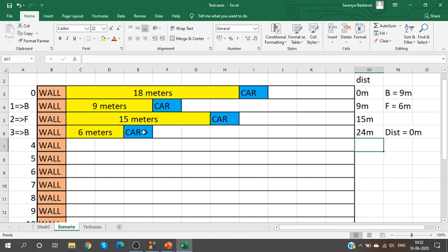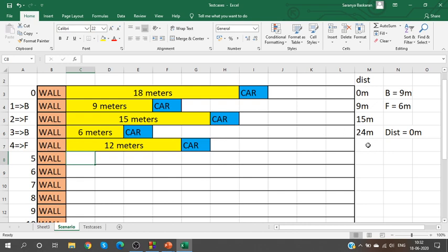Okay. Next step, it will move forward. So this car will move forward. Fourth step, it will move forward. Now what will be the distance? Initially the distance was 6 meter. If it moves forward, forward distance is another 6 meter. So it will cover 12 meters. The distance to the wall is 12 meter.